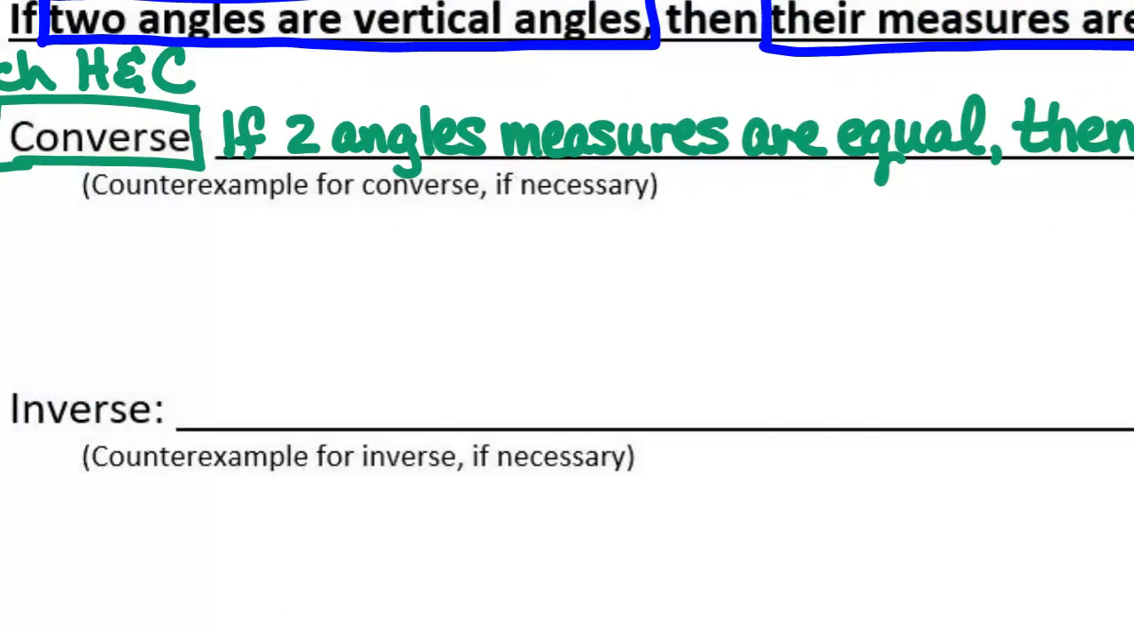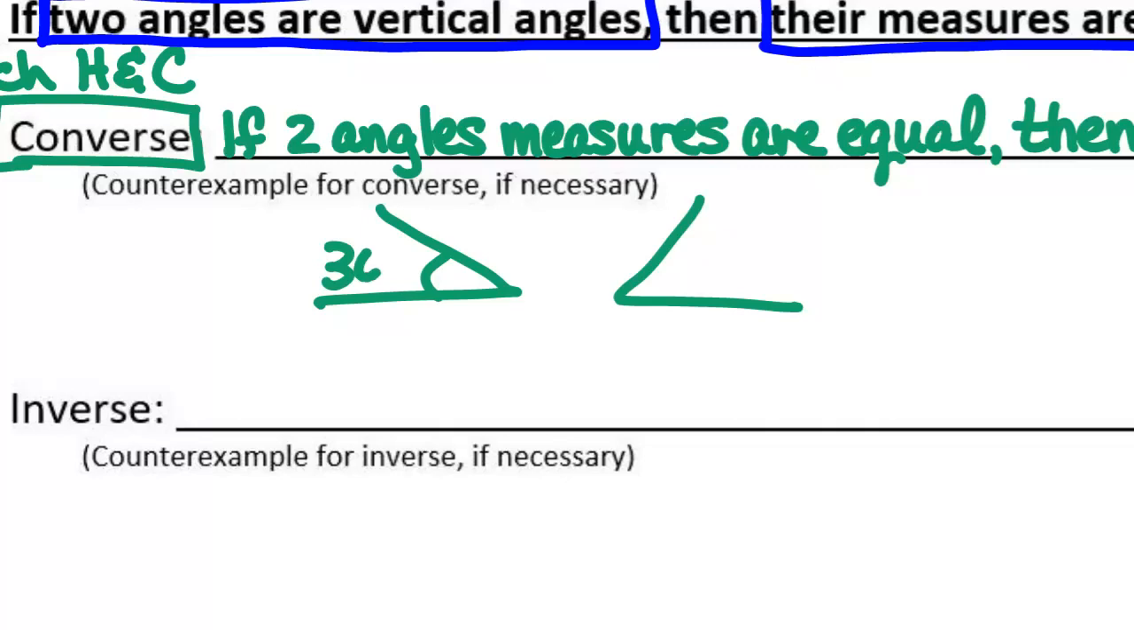So I'm going to draw a picture that's two angles that are the same size, but they are not vertical angles. Are those angles that I just drew vertical angles? Nope, they're not even touching. I'm going to say this one over here is 30 degrees, and I'm going to say that this one over here is also 30 degrees. They're not vertical angles, but they do have the same size.